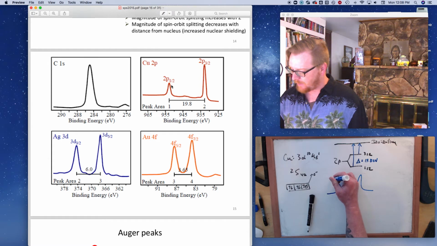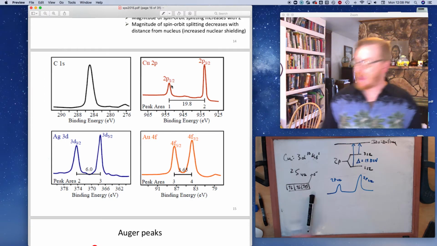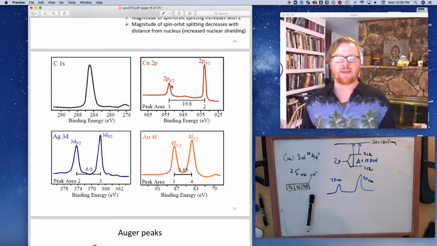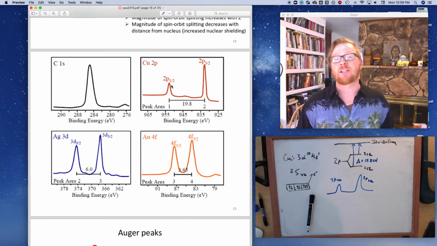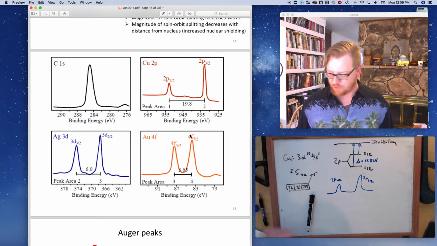Okay, so this would be the 2p 1/2 and the 2p 3/2. Also, like I said, that binding energy gives you a characteristic difference for a given material. If you wanted to know what it was, you would typically look it up, use the literature value. It's fairly complicated to calculate this binding energy difference, so we typically rely on literature or spectra.